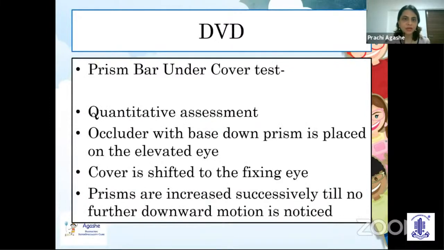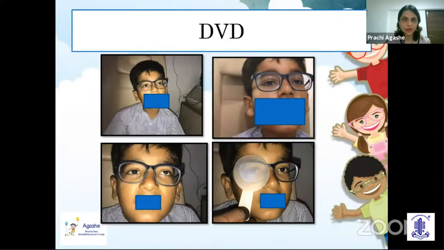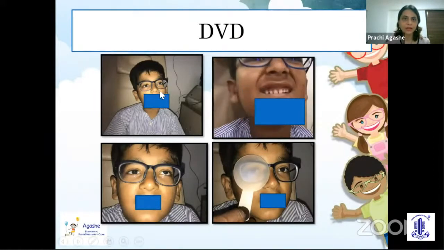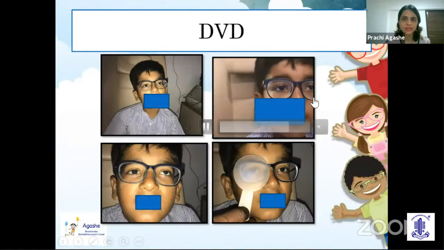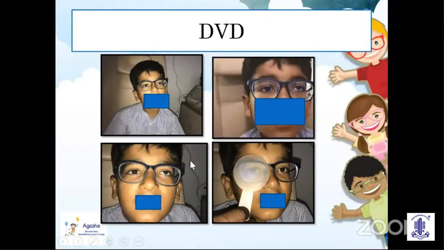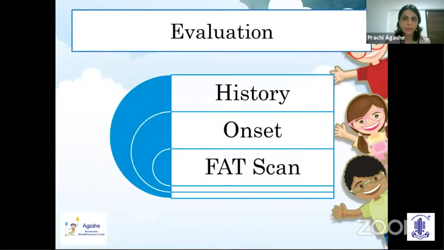The measurement is done using a prism bar under cover test, wherein an occluder with a base down prism is placed on the elevated eye and the cover is shifted till no further downward motion is noticed underneath the prism. So this is a small video of a child with DVD. If you notice, there is a small head tilt that the patient is having, and once the head posture is corrected, the DVD is beautifully seen. You can also see a small hyperdeviation in the right eye. So this child has asymmetric DVD, more in the left eye as compared to the right eye.